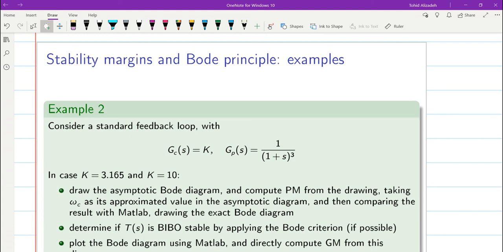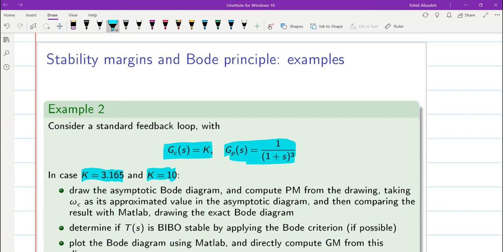Hello everyone. In this video we are going to consider another example of checking the stability of a closed loop system using the Bode diagram and Bode principle. The controller is provided as a proportional one, so GC of S is equal to K, where we are going to consider two values for K, 3.165 and 10. And the plant itself is given as 1 over (1 plus S) to the power of 3. So it has 3 poles at minus 1.